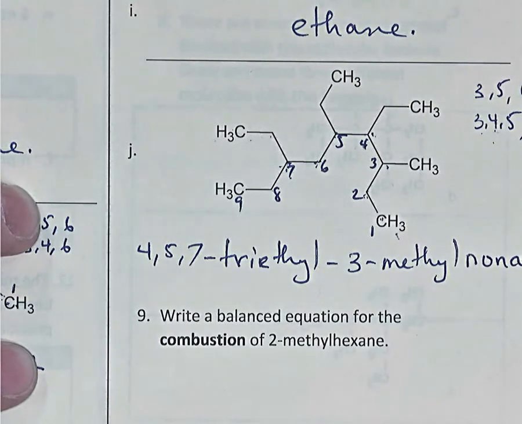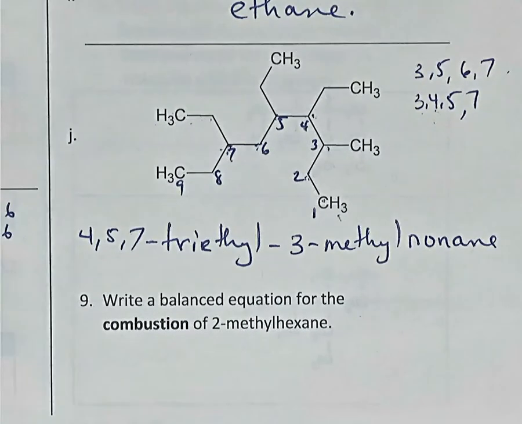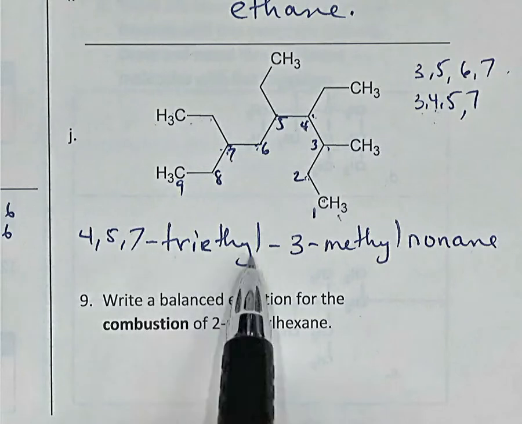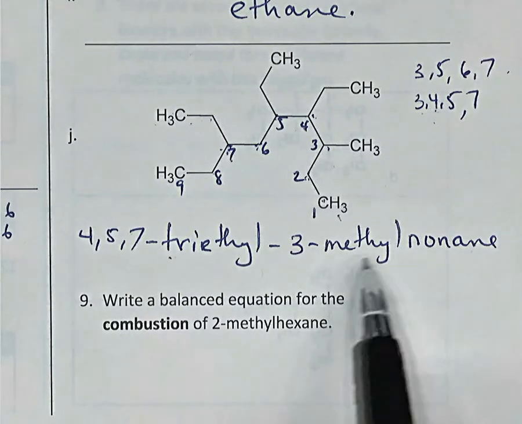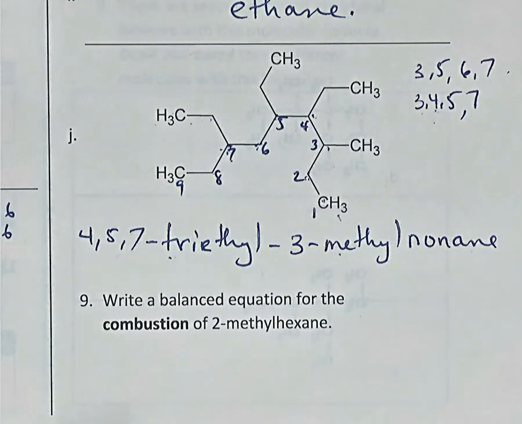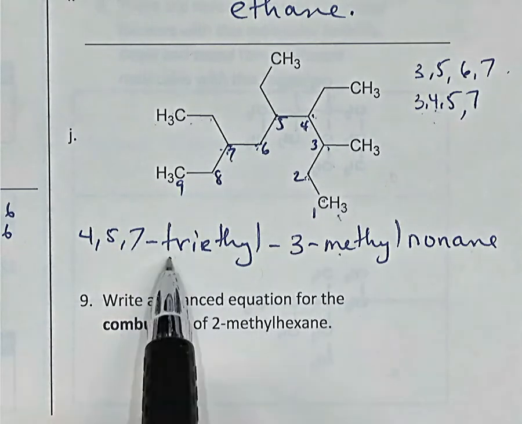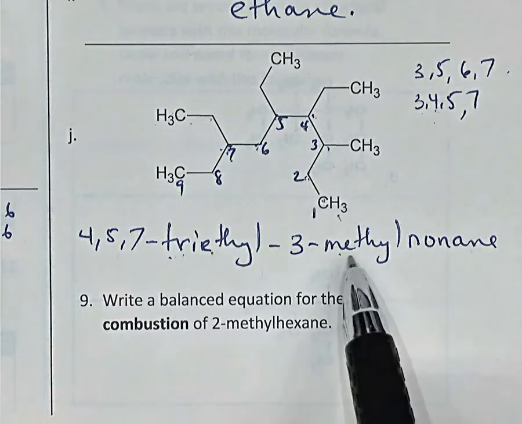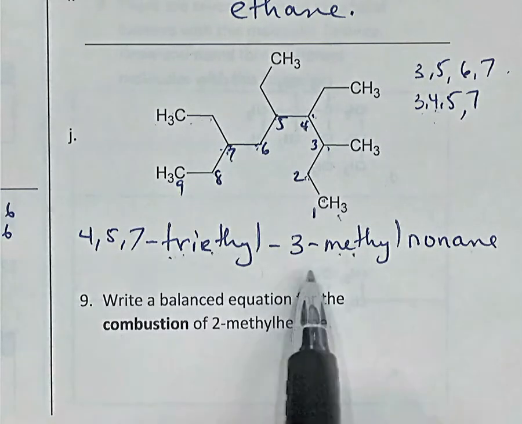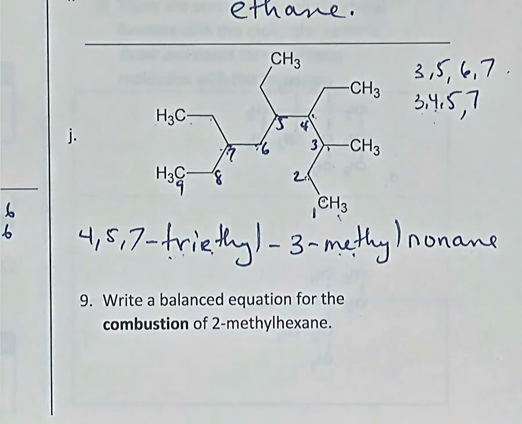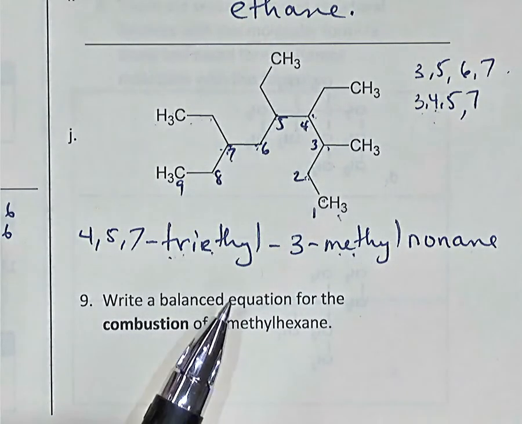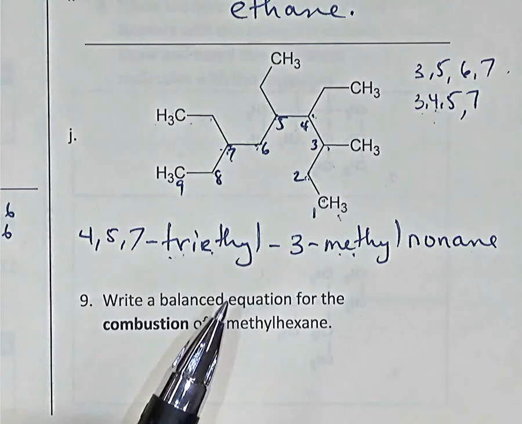Now, someone who's paying attention to the alphabetical order might say, but wait a minute. Triethyl starts with a T and methyl starts with an M. Why did we put triethyl first? When you're alphabetizing, you don't pay attention to the prefix. So ethyl before methyl, and then put in the prefixes as you need them. But put the ethyl before the methyl because of the alphabetizing of the branches. All right.